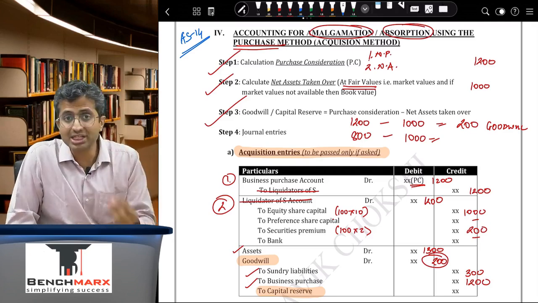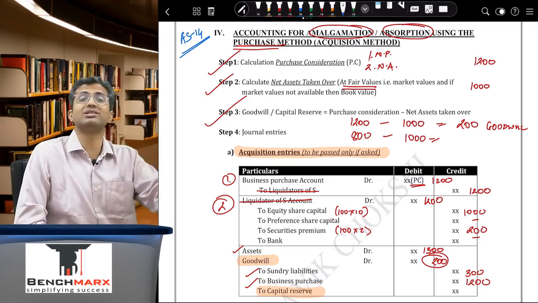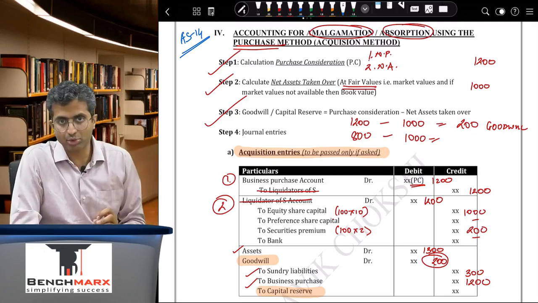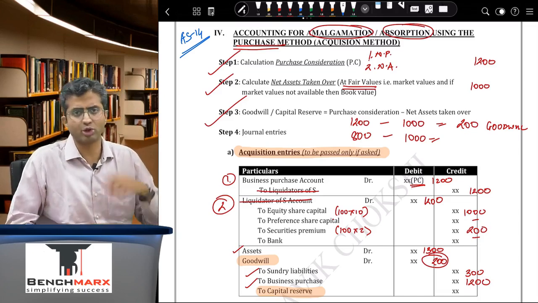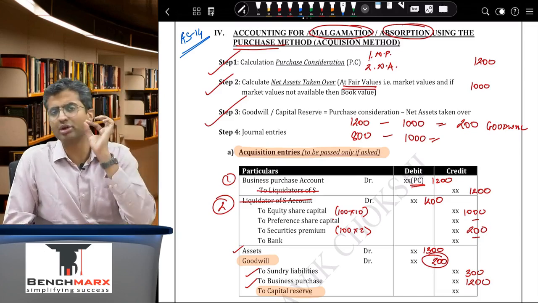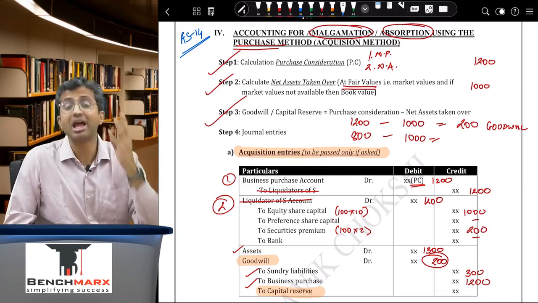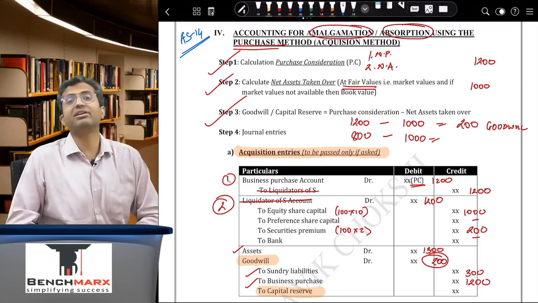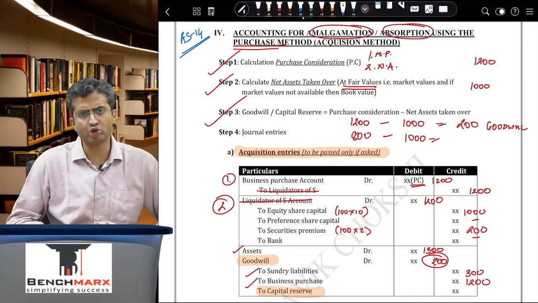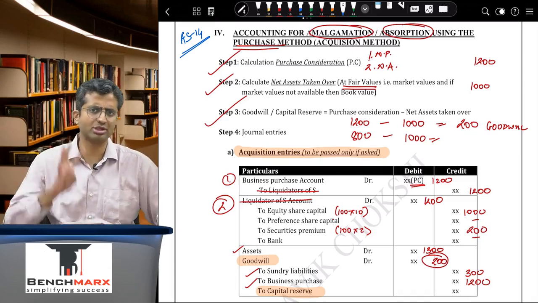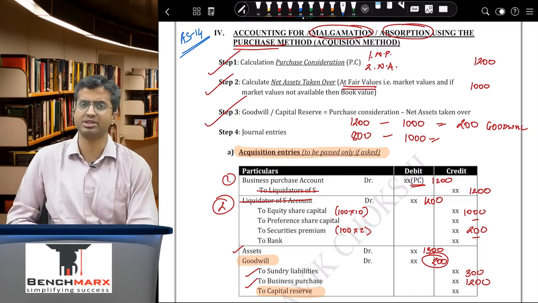Point 3, you will have to see if the securities which are issued as a part of PC are at a premium or not. If they are at a premium, either equity shares, preference shares, or whatever securities are at a premium, then securities premium will also be coming over here. And point number 4, if there is any statutory reserve or amalgamation adjustment reserve, you will have to also incorporate that in the workings here. So these are the 4 things that you have to be careful in the reserves note.